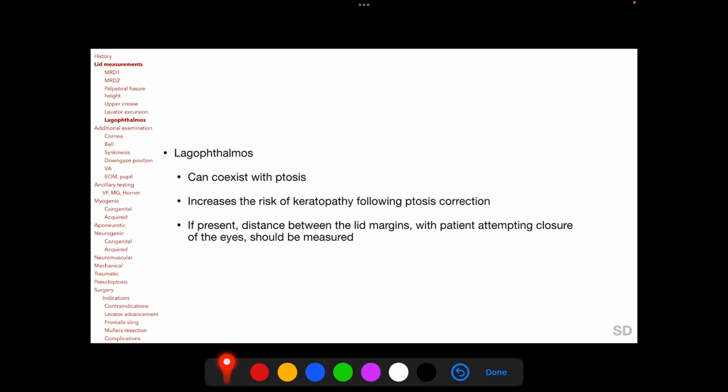Lagophthalmos, or an inability to close the eyelids completely, can coexist with ptosis, and this increases the risk of keratopathy following ptosis correction.